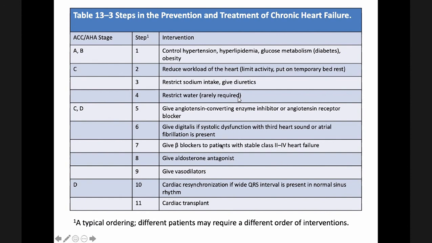Then you can also give your beta blockers, especially if the heart failure is stable. But in acute heart failure, you do not give your beta blockers. Then you can also give your aldosterone antagonists as well as your vasodilators. For stage D, since these are intractable CHF already, they may need some devices to improve the cardiac function. So they may need to undergo cardiac resynchronization therapy.